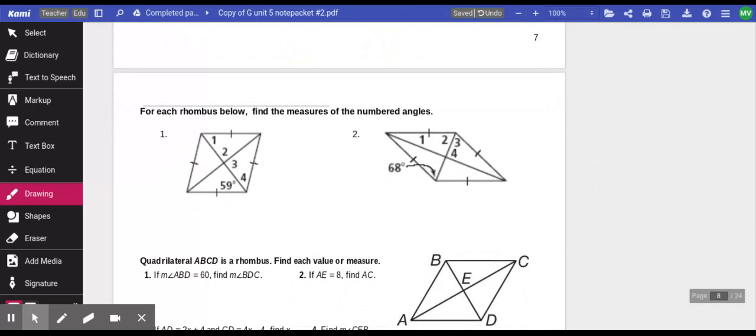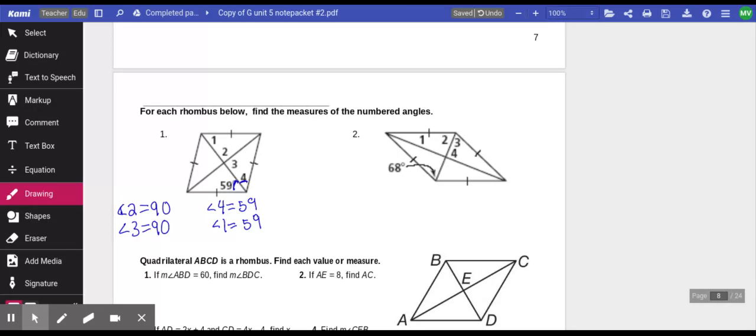The first thing I see in number one, since I know this is a rhombus, is that angle 2 equals 90 and angle 3 equals 90, because remember I said the diagonals are perpendicular. Now, to find the other ones, I need to remember that my diagonal cuts the angle in half. So angle 4 equals 59, which also means angle 1 equals 59, because the angles across from each other are always going to be equal.